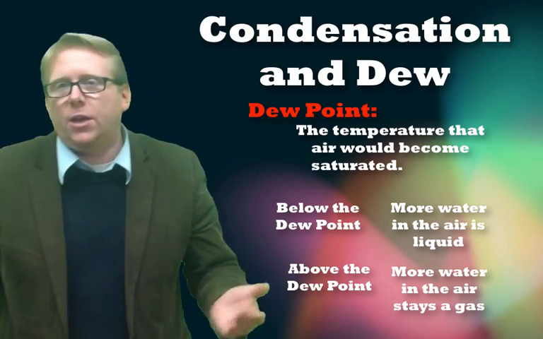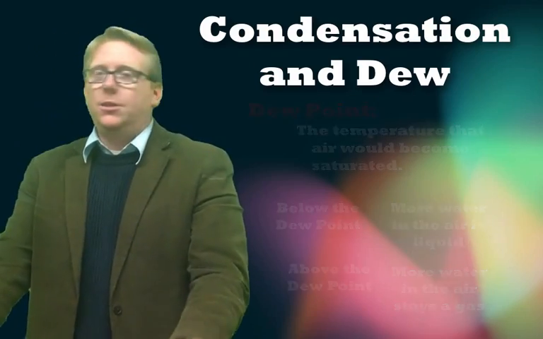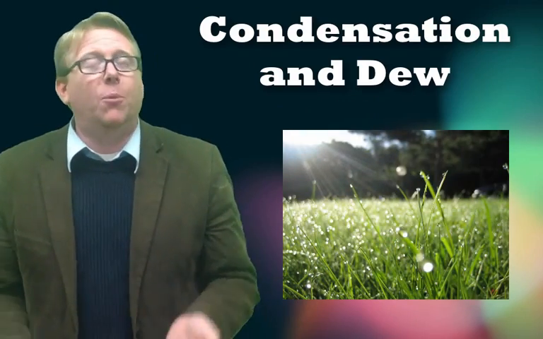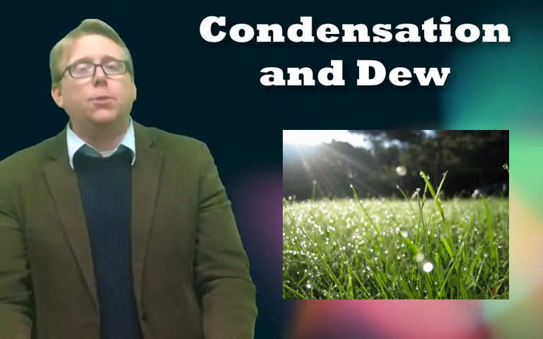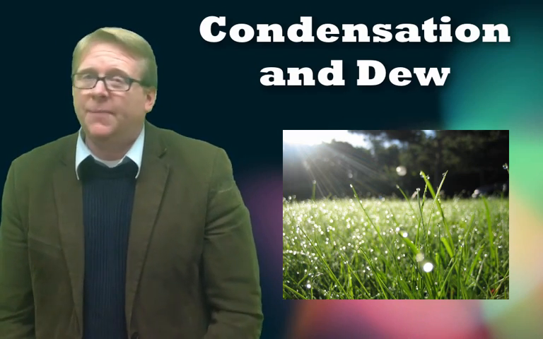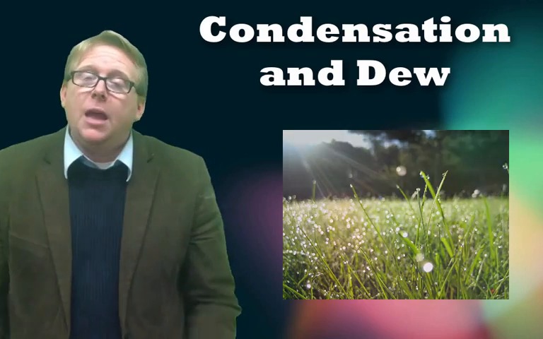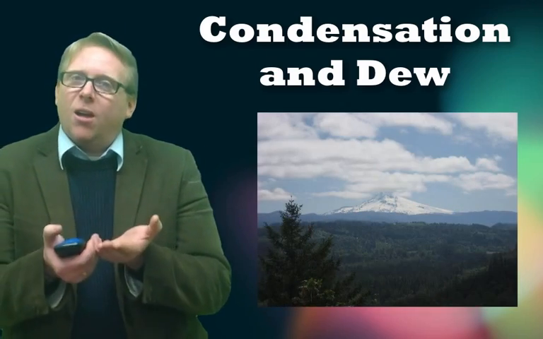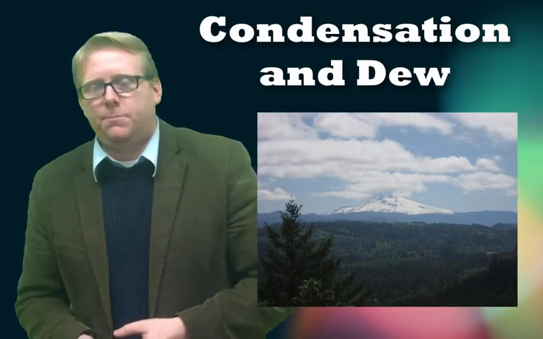And you've seen this, right? You go out in the morning and there's dew on the grass and you think, oh, where did that water come from? Well, it came from the air, and it was because the temperature dropped below the dew point, and so it condensed on your grass. Or, if the dew point is in the air, you could get a cloud.